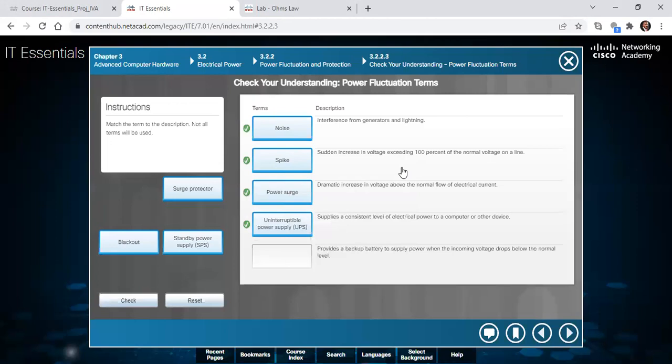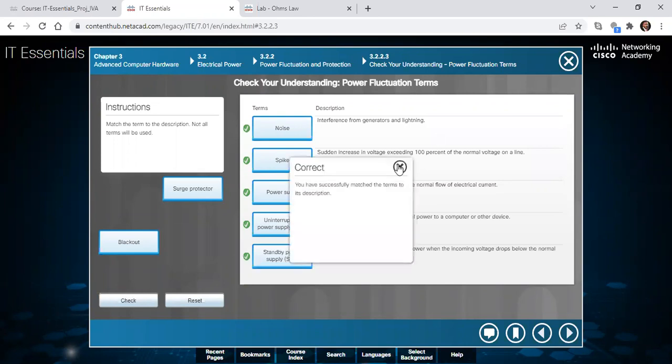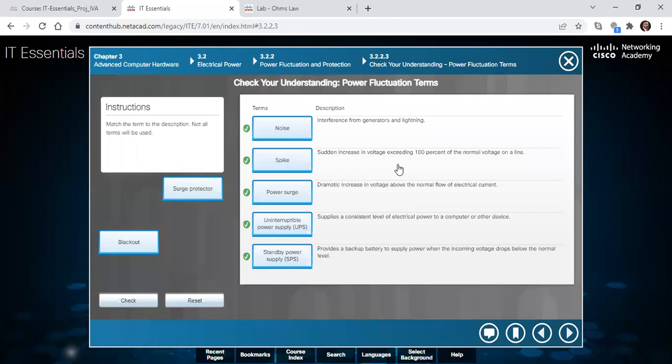Group B, provides a backup battery to supply power when the incoming voltage drops below the normal level. It's called Standby what? SPS. Final answer? Yes. Correct. All right. So we have the understanding of the power fluctuation terms.